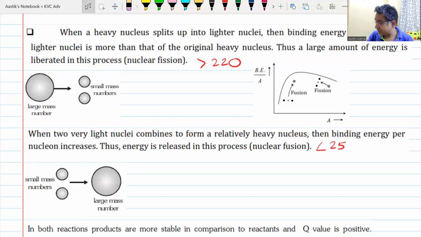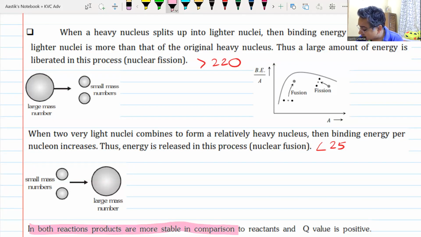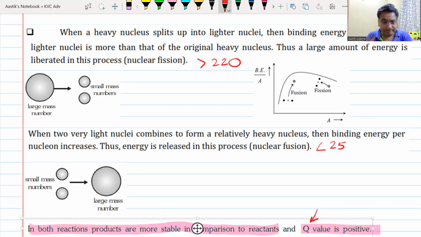In both these processes, the products are more stable compared to the reactants, and the Q value of this reaction is positive. What is Q value? We will come to that. Right now, just note this down. Do we understand this? Yes. I'll give you 2 minutes to note this down.